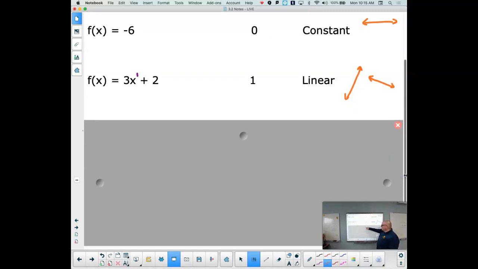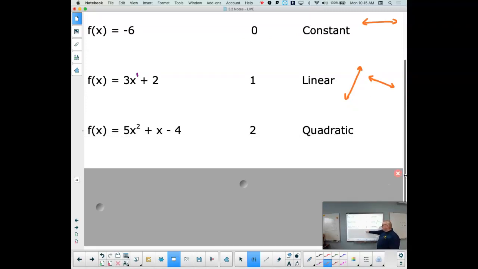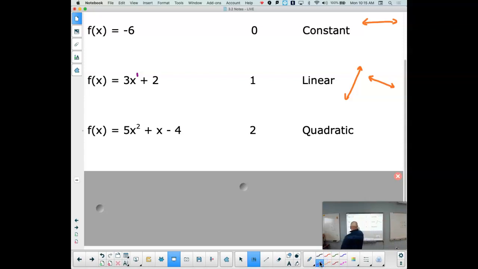Next one is a quadratic. So we have an x squared term. It has a degree of 2. This is going to be parabolic in shape. With a positive lead coefficient, we would open up. With a negative lead coefficient, we would open down.